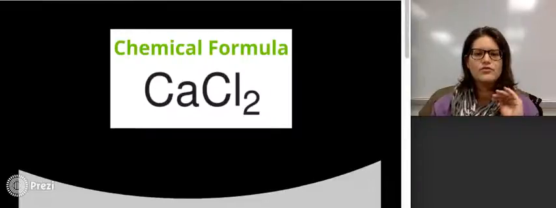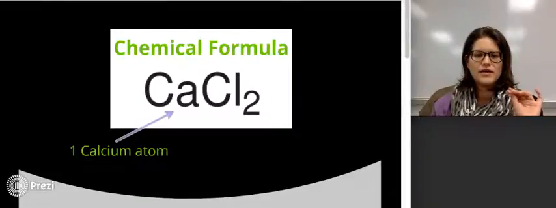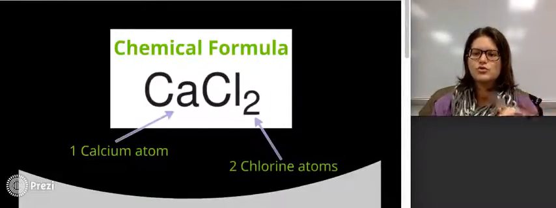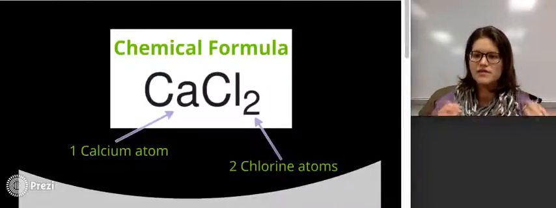And the chemical formula for this substance is CaCl2. This is calcium chloride. And that Ca stands for 1 calcium. And then having that 2 there, that tells us that there's 2 chlorine atoms, kind of like H2O. There's 2 hydrogens, 1 oxygen.